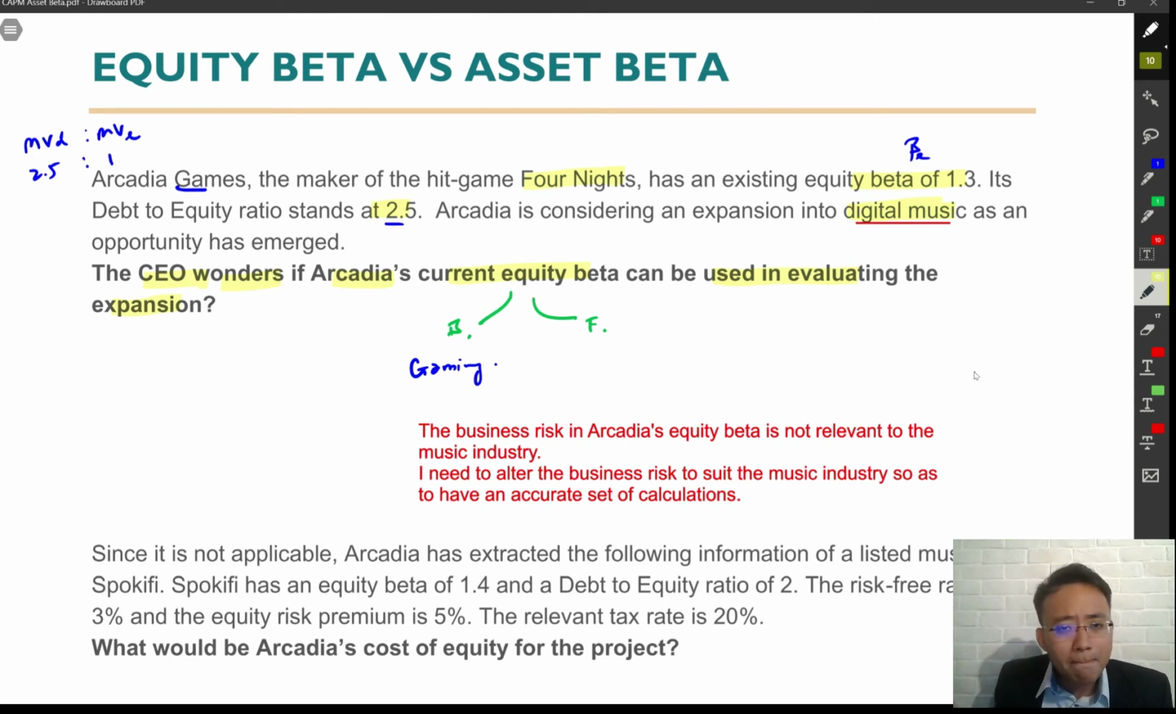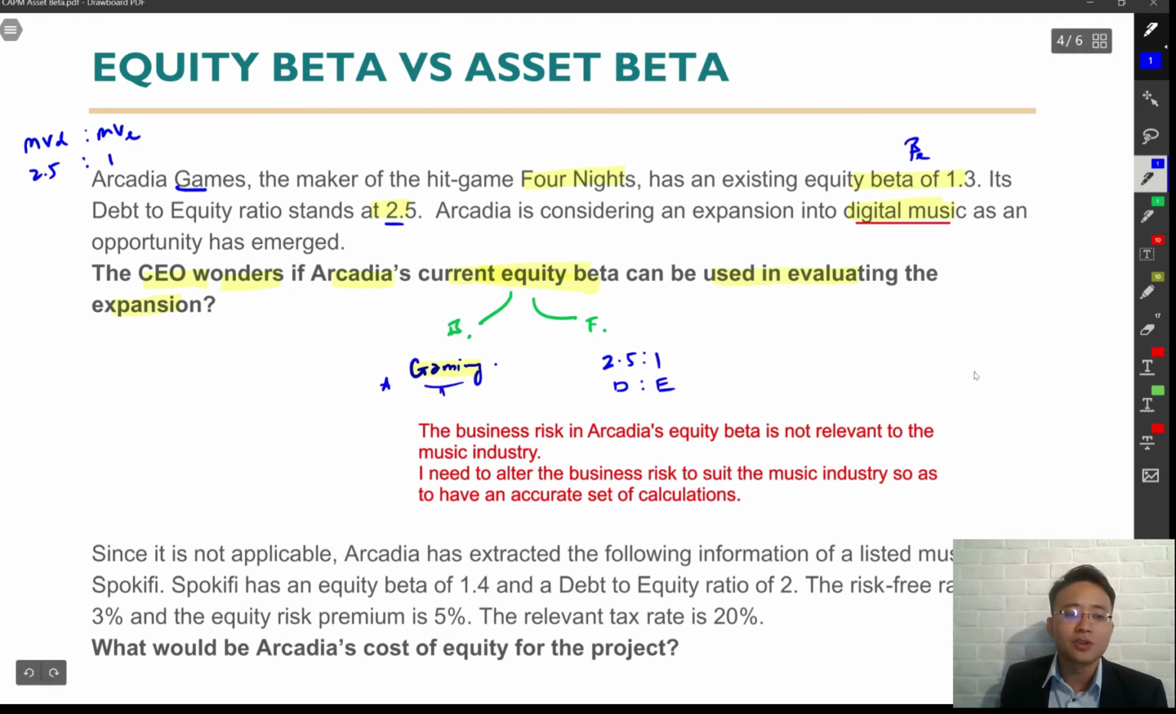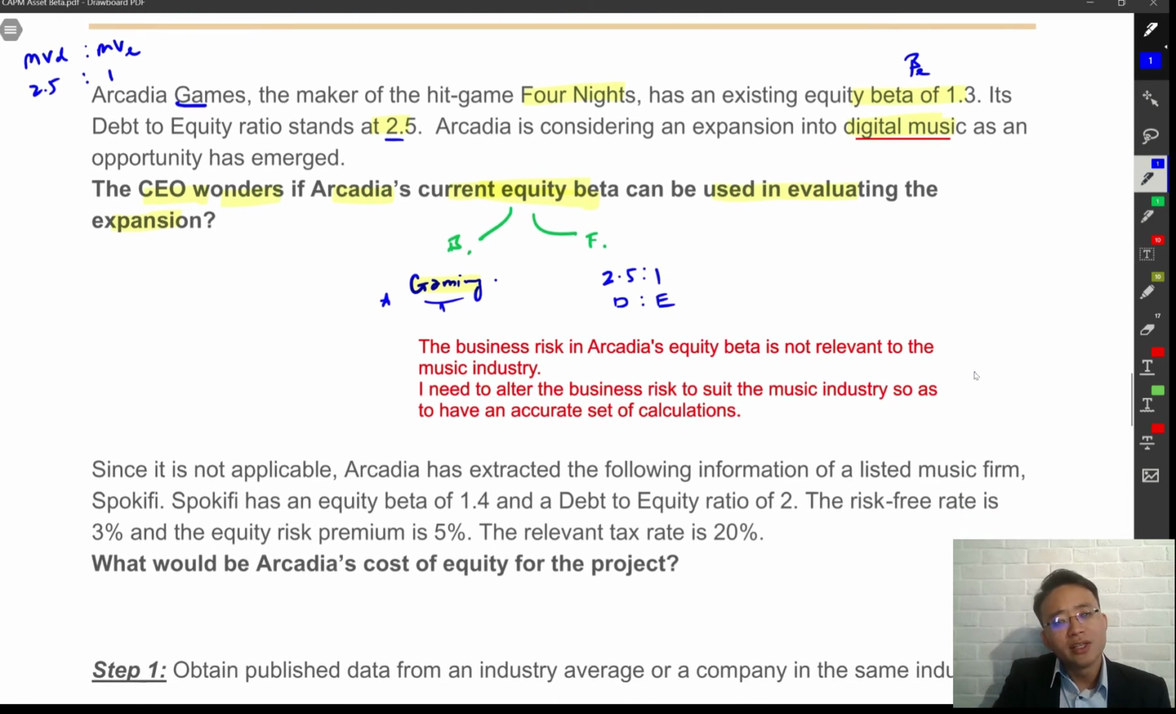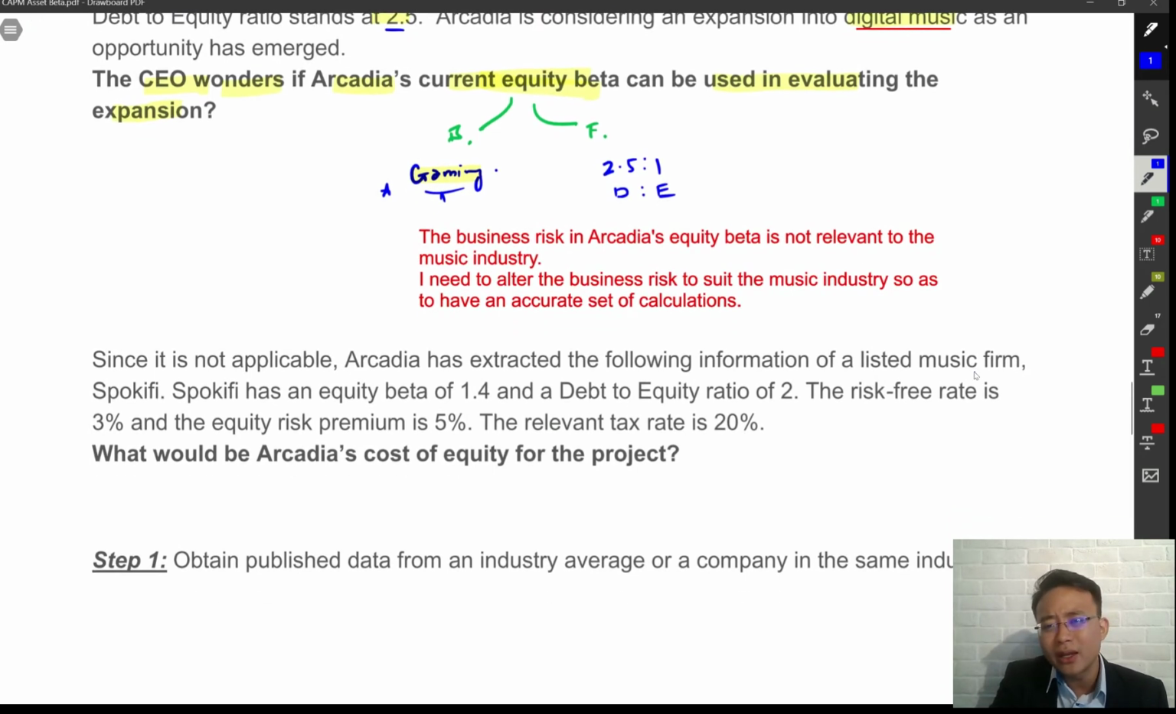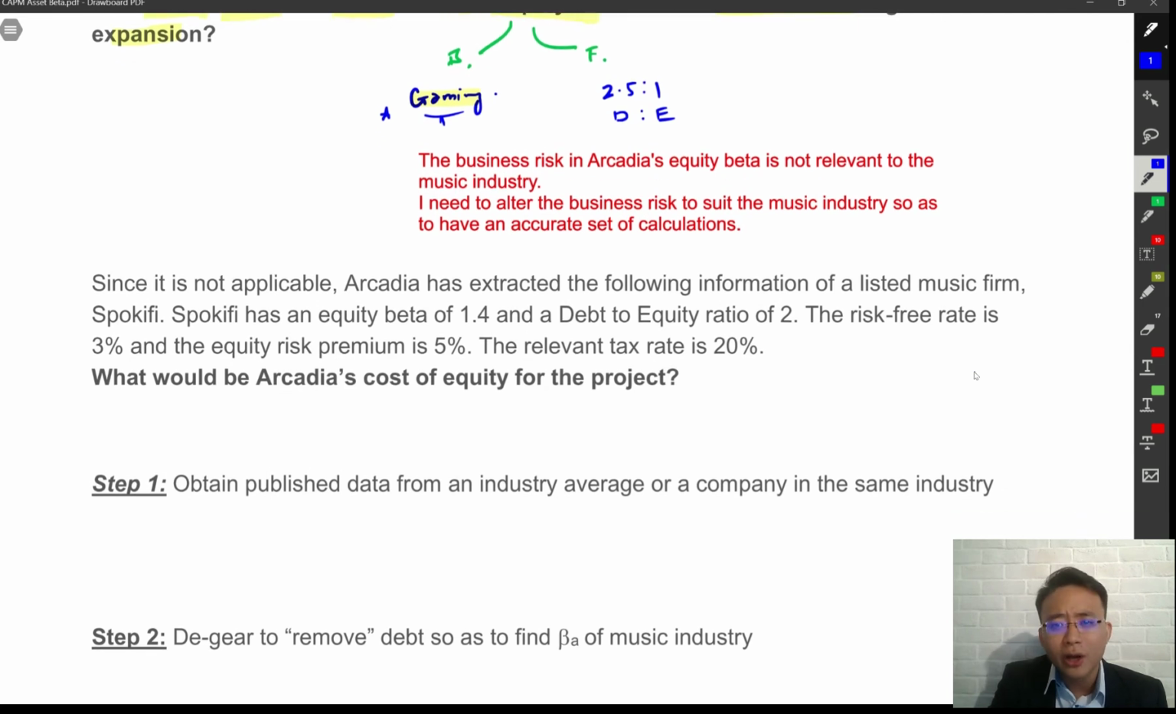So, problem, my current equity beta only captures gaming. It doesn't really have music at all. My financial risk, they did tell you, is 2.5 is to 1. That is your debt to equity ratio. Now, how do I alter my business risk? That is the key now. So let's move on. We now know the gaming business risk is not relevant. I need to get it out of there, and I need to put in a correct business risk.